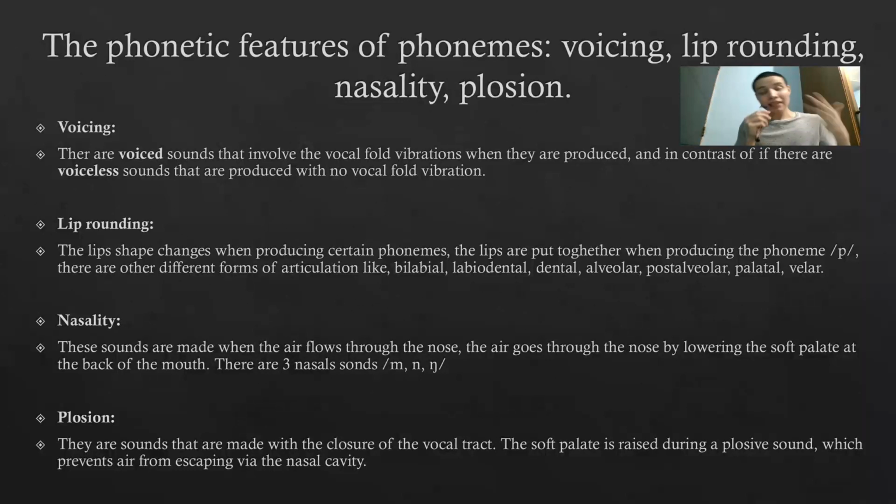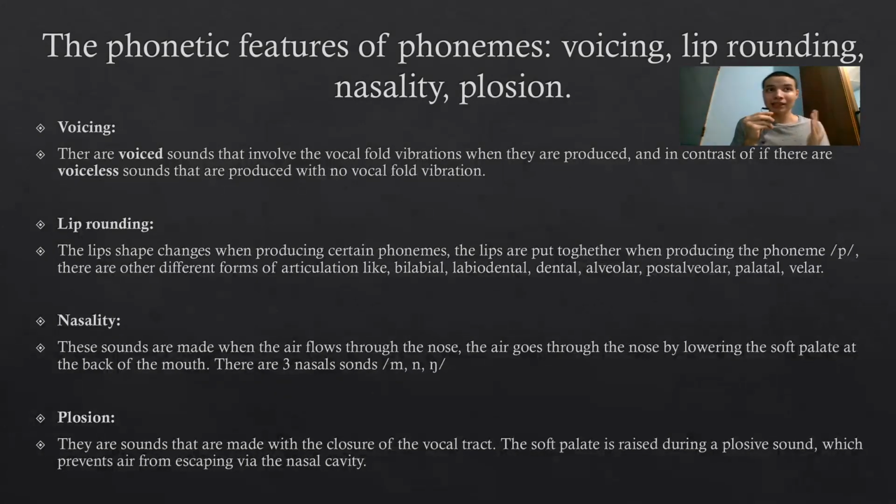Now, the phonetic features of phonemes are voicing, lip rounding, nasality, and plosive. In voicing, there are voiced sounds that involve vocal fold vibrations when they are produced, and in contrast there are unvoiced sounds that are produced with no vocal fold vibration. So like m or n, they are vibrating.